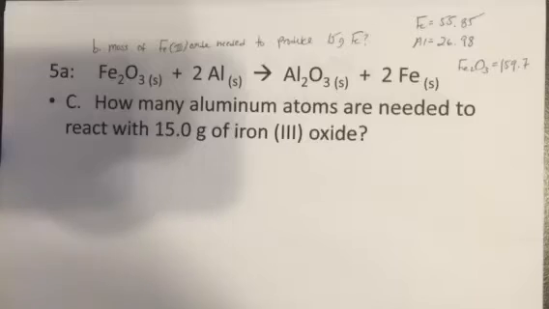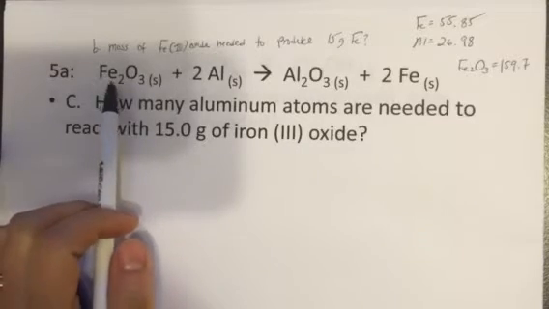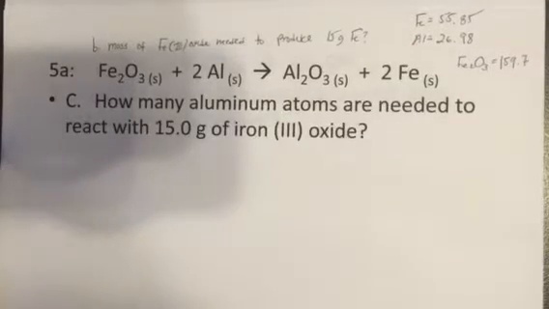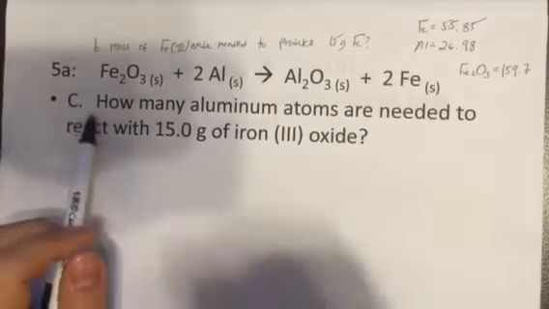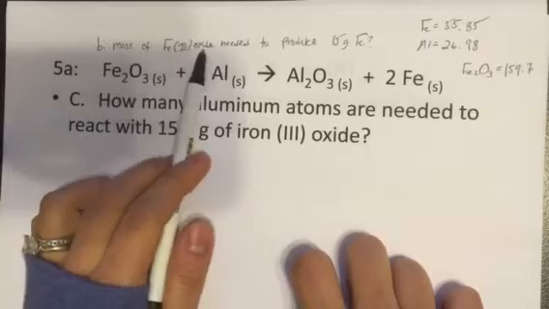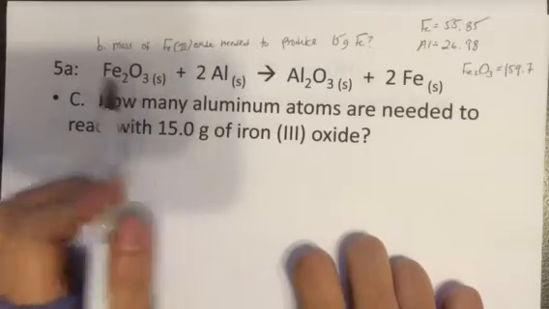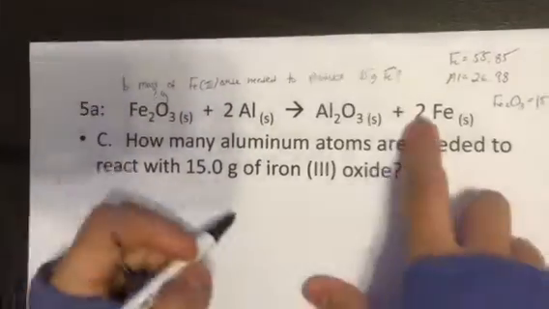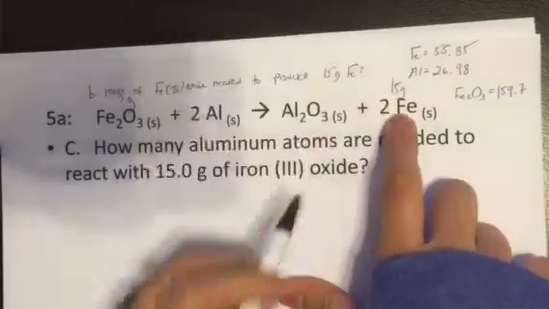So let's do number 5. If you do number 5 and balance it out, you'll see something like this. Now, I actually forgot to write the question for B, and B asks something like, what is the mass of iron 3 oxide needed? So what is the mass of that needed to produce 15 grams of this?